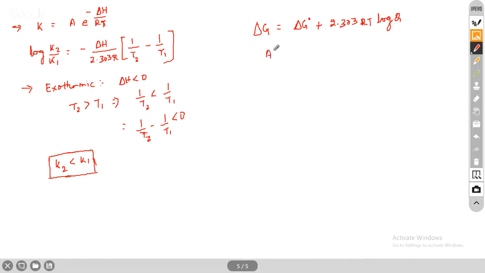At equilibrium, what happens? This del G naught is the Gibbs free energy at standard condition, right? At equilibrium, this del G is equal to 0. It's not del G naught, it's this one. Del G is equal to 0 and Q becomes Kc. When you substitute these two here, we'll get del G naught is equal to minus 2.303 RT log Kc, right?